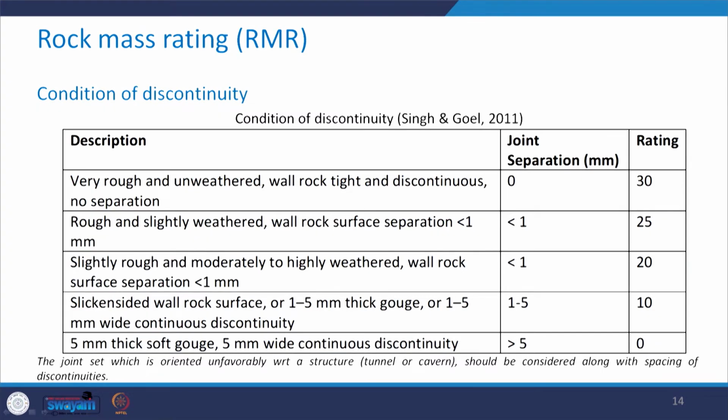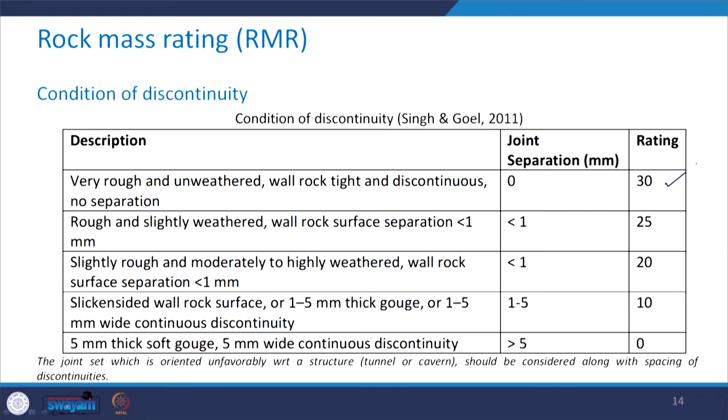So, take a look here. This table gives you the idea about the general description. In case you do not have each and every detail of those parameters that I just now discussed with you, if you have the general description of the condition of discontinuity, you can use this table and assign the rating. For example, let us say you have slightly rough and moderately to highly weathered wall rock surface, with separation of less than 1 millimeter. So, that means it is this category, and we can pick the rating as 20.